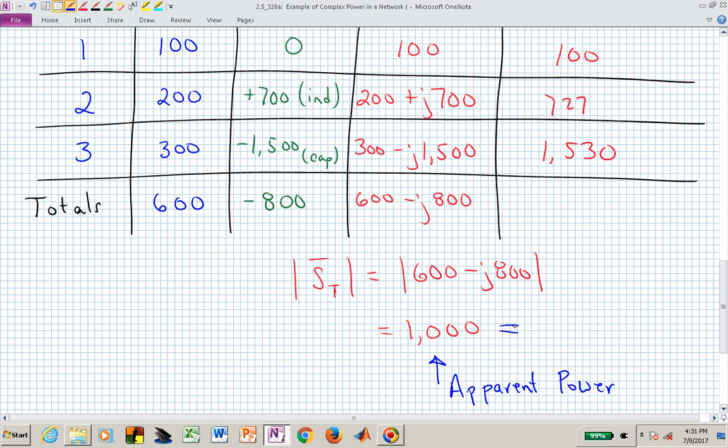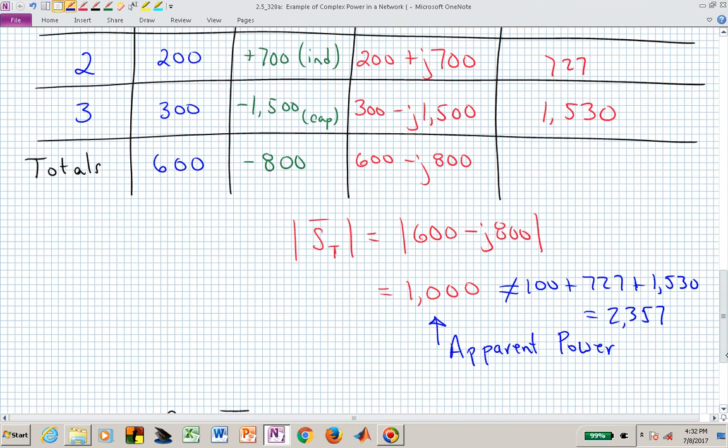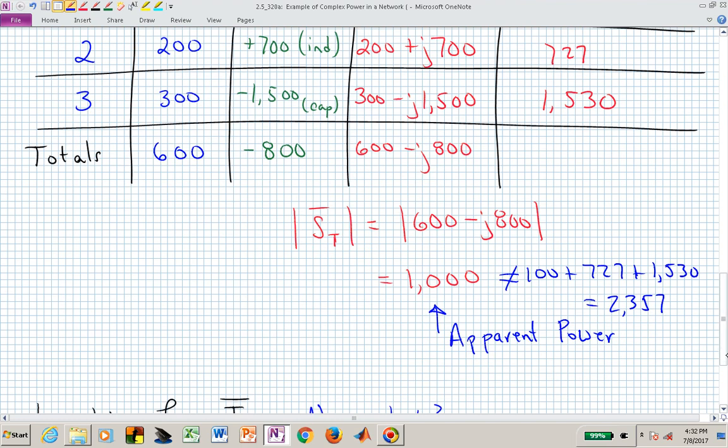And that's obviously not equal to 100 plus the apparent power of load 2 plus the apparent power of load 3, which ends up being 2,357. So those, I hope, help illustrate the fact that you can't add the apparent powers directly to end up giving you the apparent power of the total. That's what the red and blue there are trying to indicate.